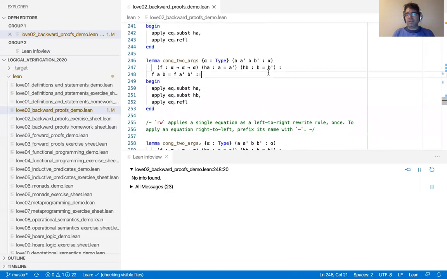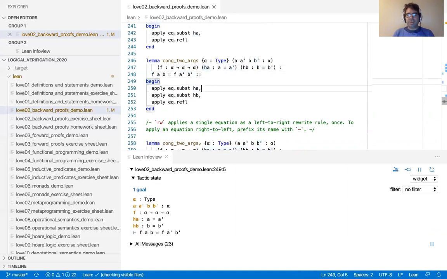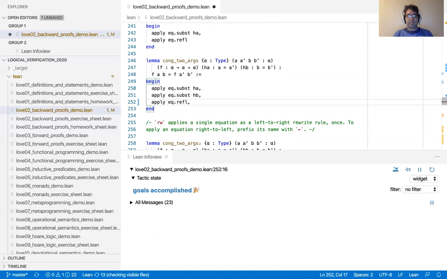Here's a more complicated example where we have, you see, F A B equals F A prime B prime, and we have two equations to help us, all right? And here we just apply the rule twice. You know, the first time to rewrite, actually we write A prime to A, and then B prime to B. That's the direction in which it happens. And then at the end, we just have reflexivity and we're done.